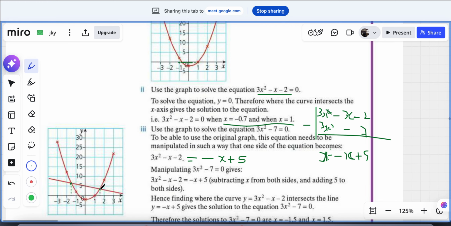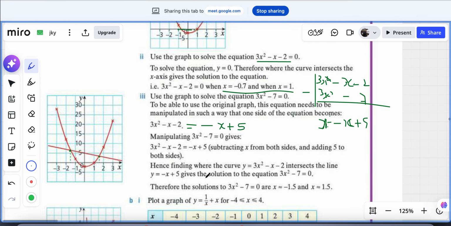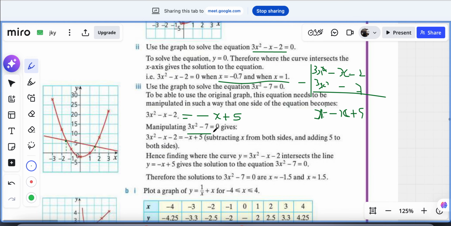When you plot the linear graph, where it touches the curve, you trace it down. Where it touches the curve on the other side, you trace it down. This will be the solution of this one, because we should use the graph to solve this equation.